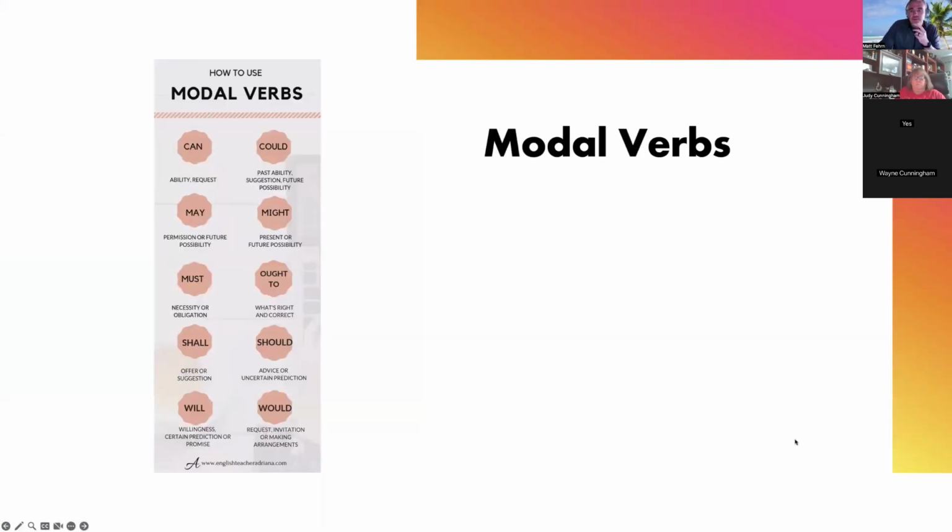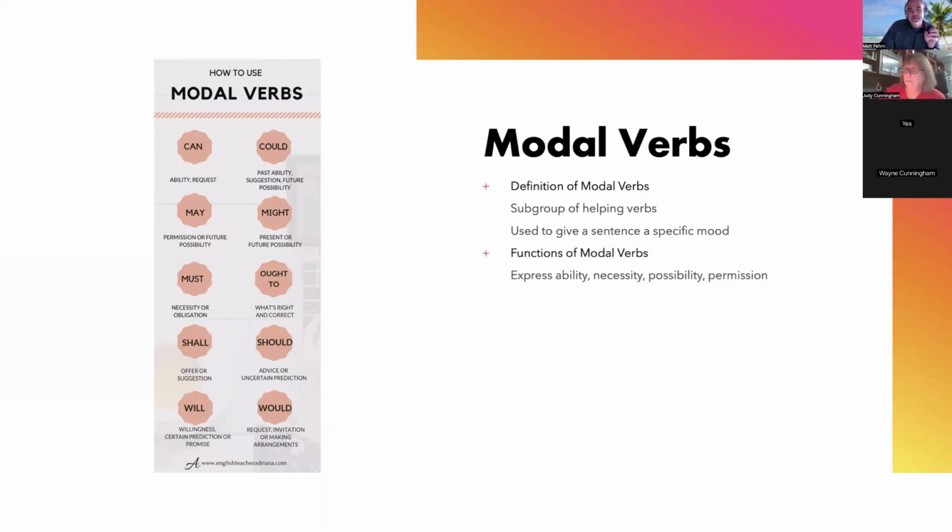Modal verbs. Who knew there was a thing called modal verbs? But here they are. They're a part of helping verbs and are used to give a sentence mood. They express ability, necessity, possibility, or permission. Again, we see the common ones over here: can, could, may, might, must, ought to, shall, should, will, would.